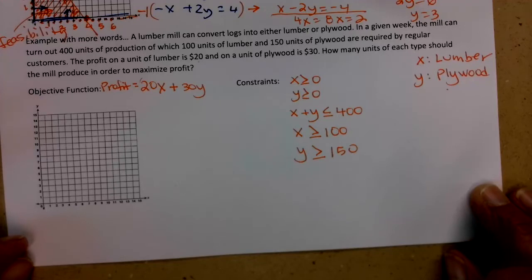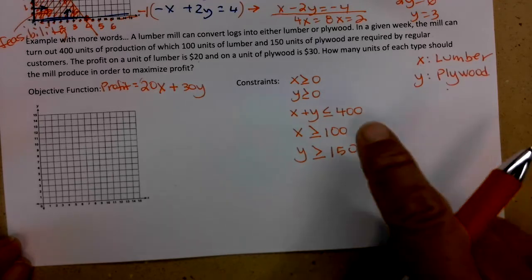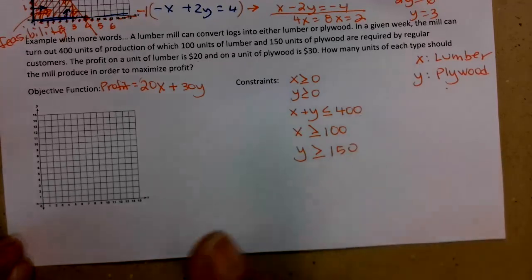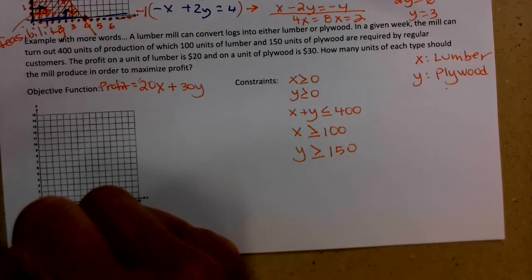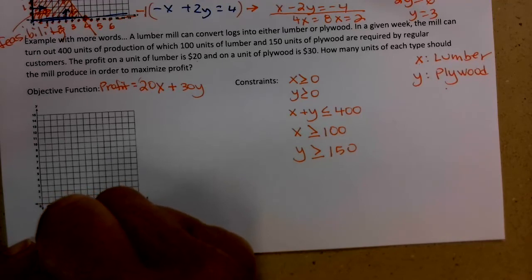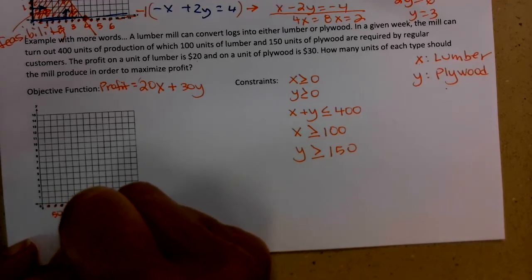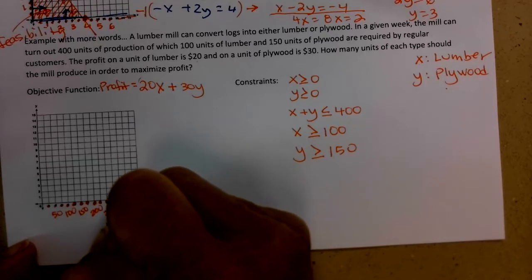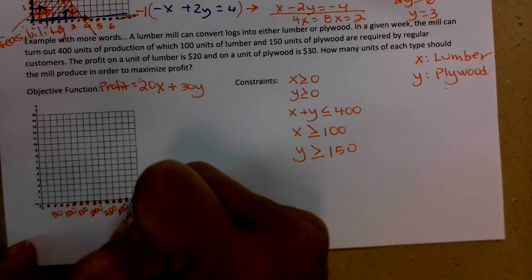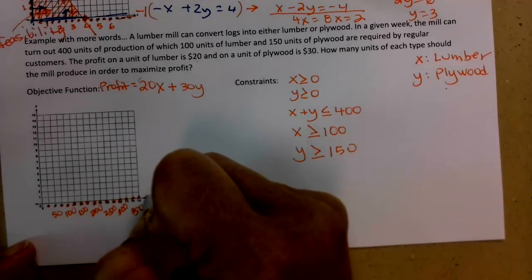How are we going to scale our graph this time? I need to get up to 400. Gosh, I just don't like the way they have these at all. Should we go by 50s? No, I don't want to go by 50s. That would be way too big. I guess we could go by 25s. So 25, 50, 75, 100, 125, 150, 175, 200, 250, 300, 350. Oh, shucks, I missed one. That's okay. 400, we'll go there.